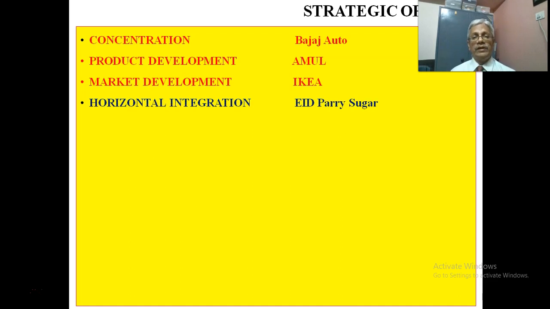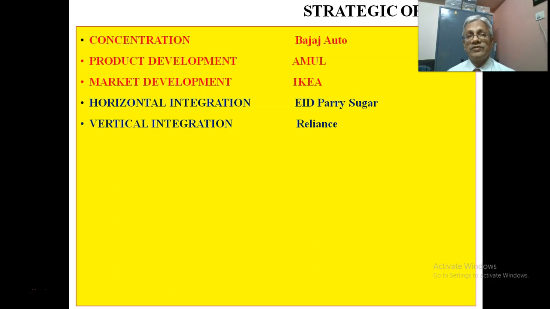Or it can be a horizontal integration. You try to grow by taking over your competitors, like what EID Parry has done in the case of some of the units in Karnataka and Andhra Pradesh. Probably in Tamil Nadu they may not be very keen because the sugar industry is not doing quite well in Tamil Nadu. Or it can be a vertical integration.